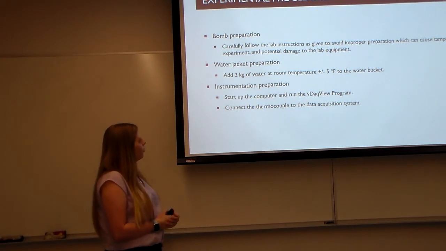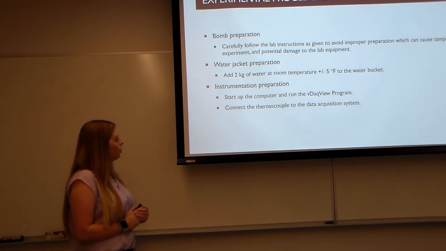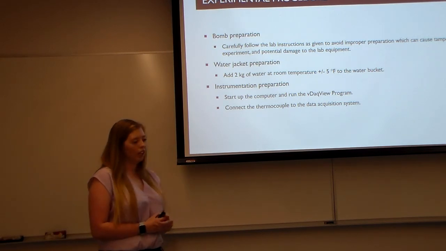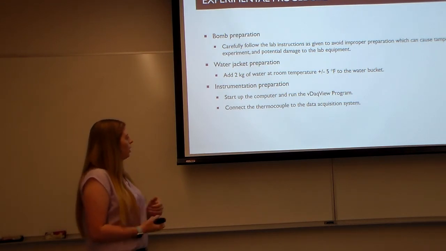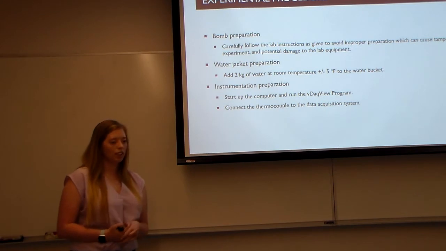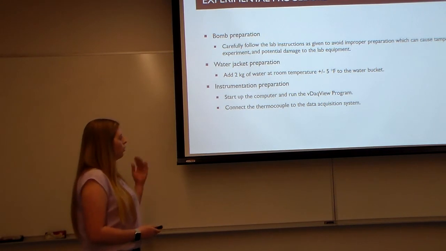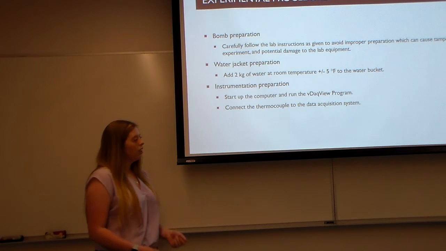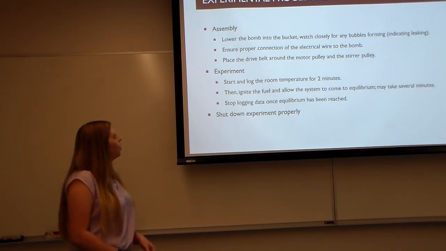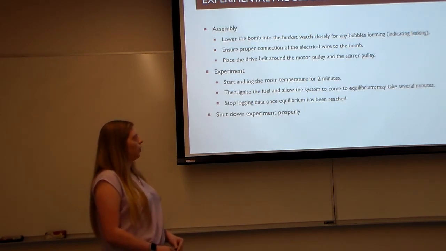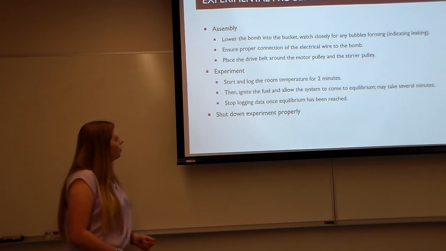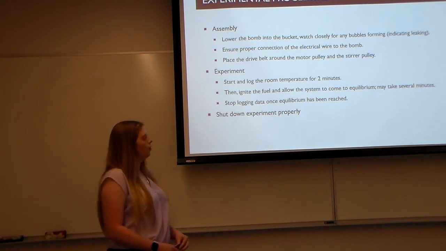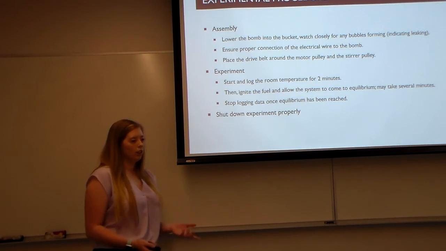Then for the water jacket preparation, you would add 2 kilograms of water at room temperature to the water bucket. For the instrumentation preparation, you would start up the computer and run the program, and then connect the thermocouple to the data acquisition system. These can be done simultaneously. For the assembly, you would lower the bomb into the bucket and watch closely for new bubbles forming, which indicates leaking. You would also ensure the proper connection of the electrical wire to the bomb, as well as place the drive belt around the motor pulley and the stir pulley, which is just a rubber band.